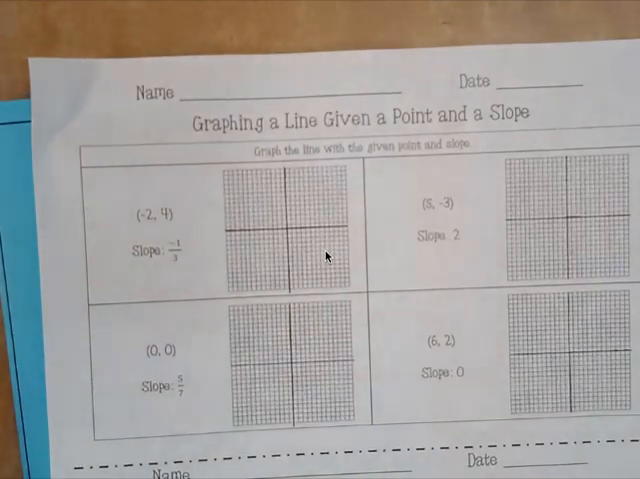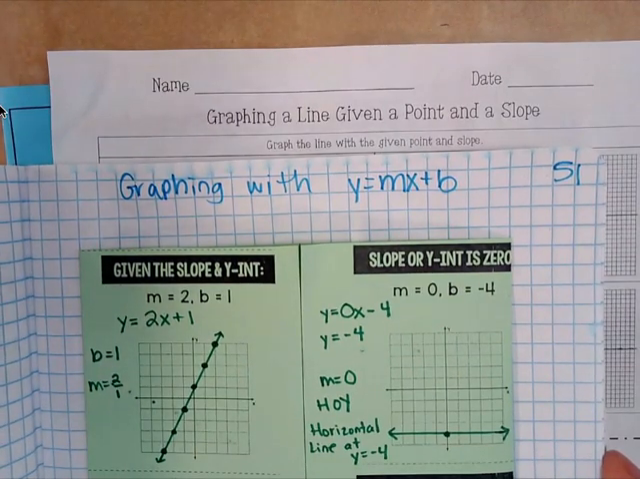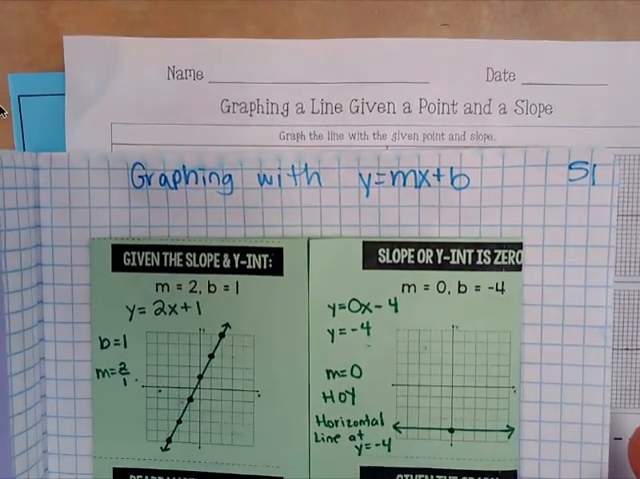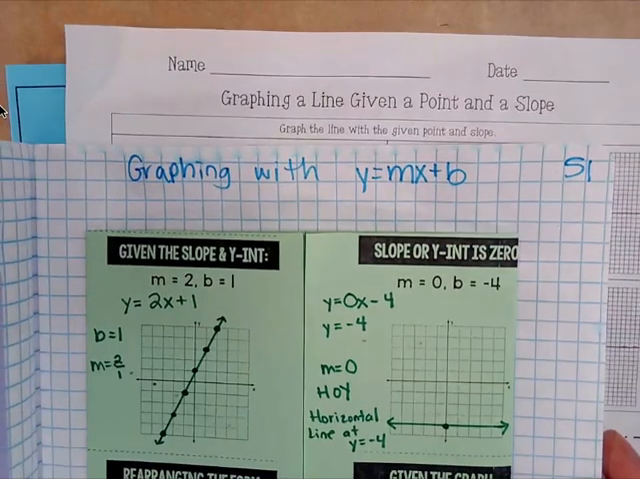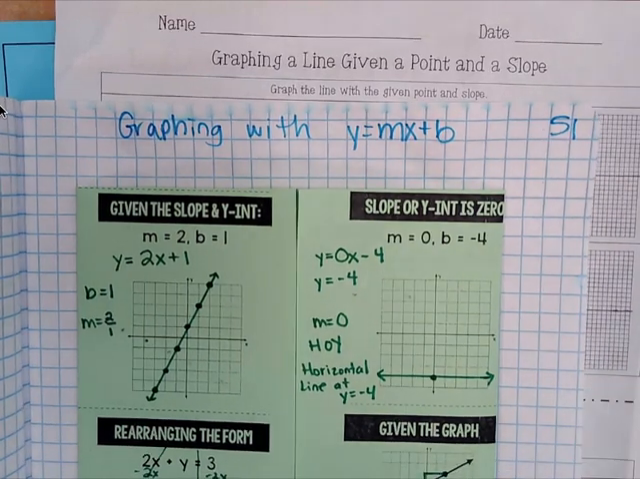Yesterday we had this assignment, which was graphing a line given a point and a slope. The notes from yesterday were graphing with y equals mx plus b. So make sure that this is glued in, your page number is in there, and the title is there as well: Graphing with y equals mx plus b.